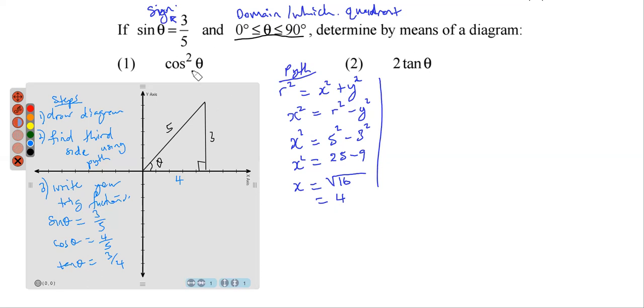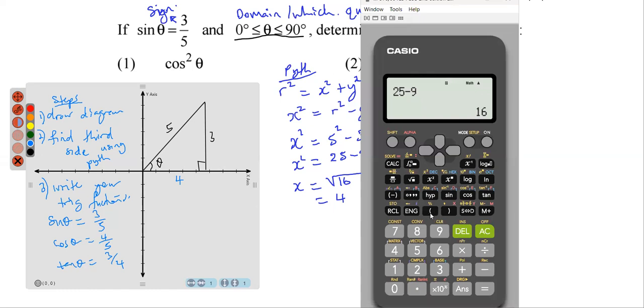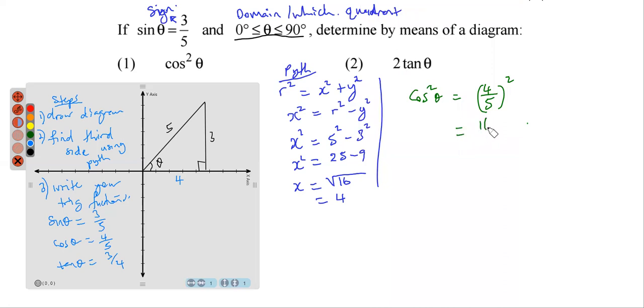Now, how do you answer the first one here? It's cos squared theta. So already you know that cos squared theta is going to be equal to our cos theta, which is 4/5, and you just square it, because cos theta here is 4/5. So once you square that, (4/5) squared, what do we get? We get 16/25. So the answer there is 16/25.